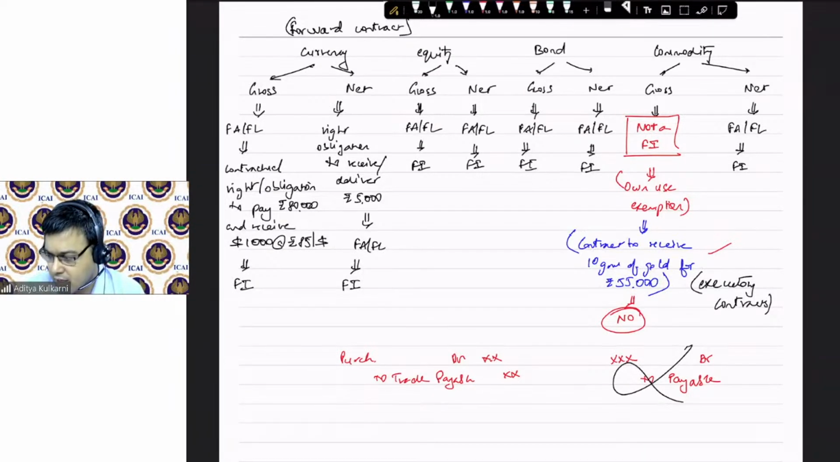Has everyone understood? If a contract is already exercised, I won't say exercised, I'll say the contract is already executed. One of the parties should execute. Only then will it be a contractual obligation.